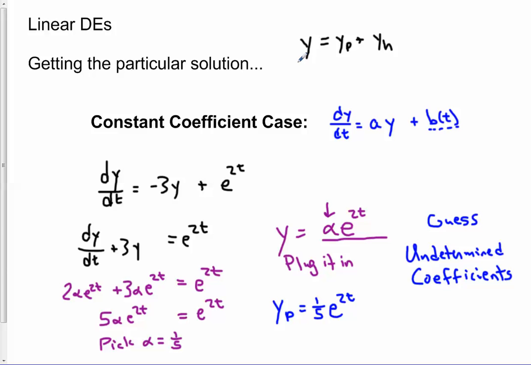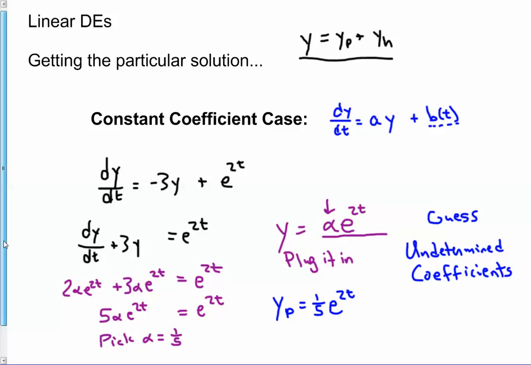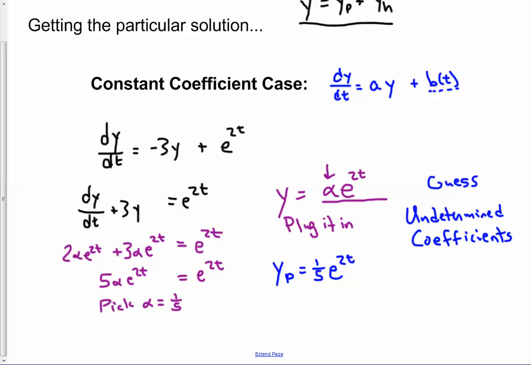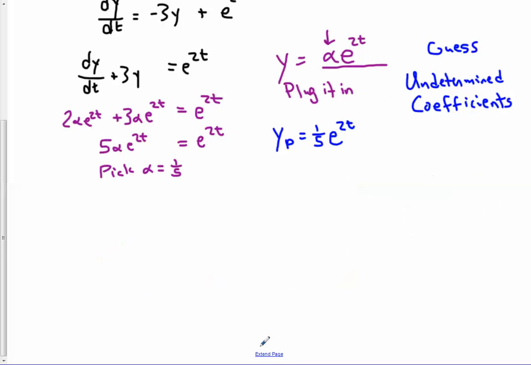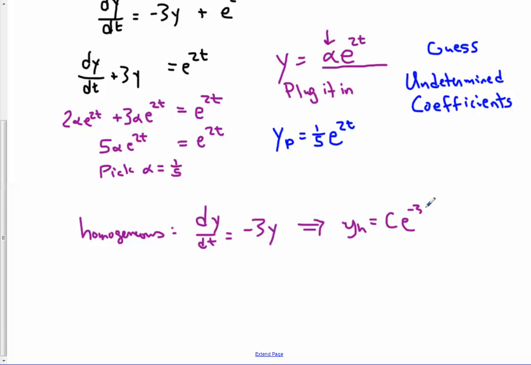So what we have to do is go back to our linearity principle and add the homogeneous general solution. So for the homogeneous general solution, that is, the homogeneous differential equation is dy dt equals minus 3y. I just get rid of the b of t part. And this one is the type of differential equation that we immediately know the answer to. We know that it is c e to the minus 3t.